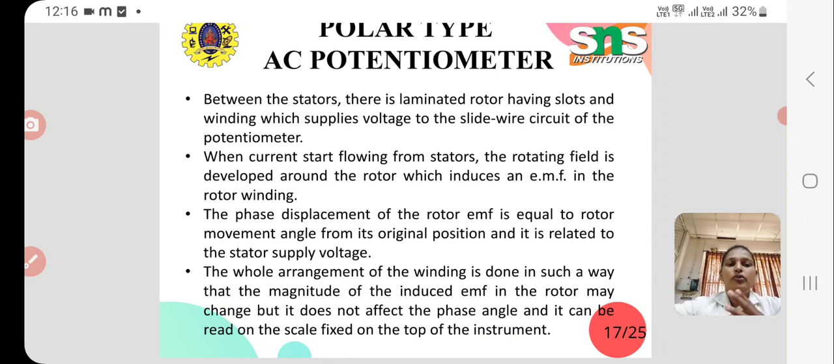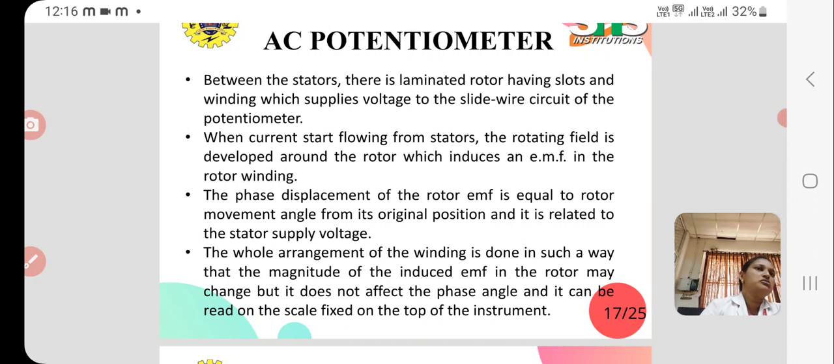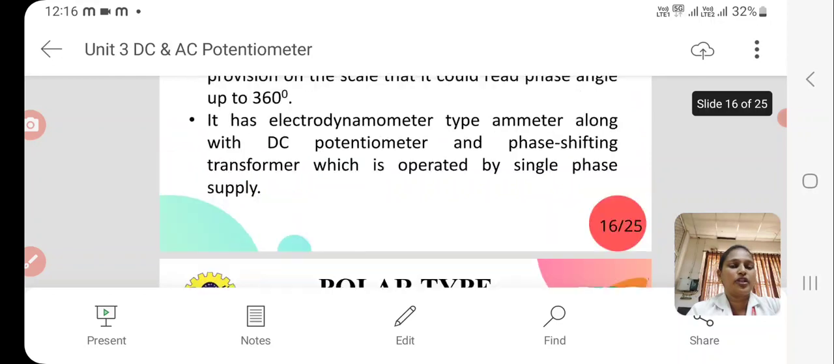When current starts to flow from the stator, the rotating field is developed and the rotor EMF is induced. The phase displacement of the rotor EMF is equal to the rotor movement angle. The whole arrangement of the winding is done in such a way that the magnitude of the induced EMF in the rotor may change, but it does not affect the phase angle, and the phase angle can be read on the scale fixed on top of the rotor. So this is the working of a polar type potentiometer.